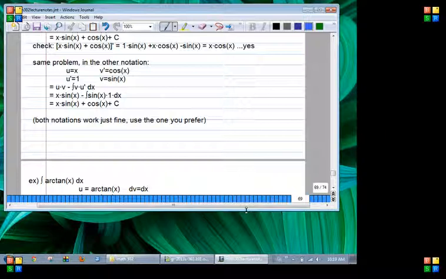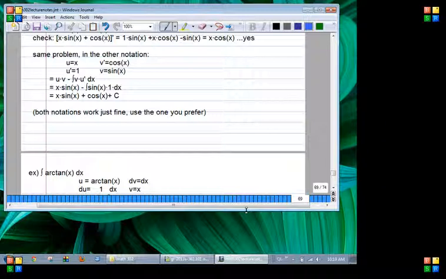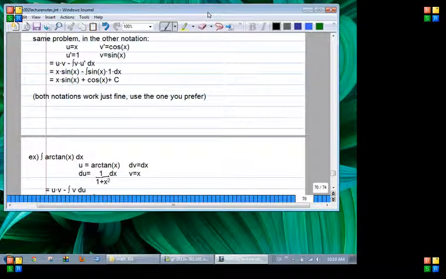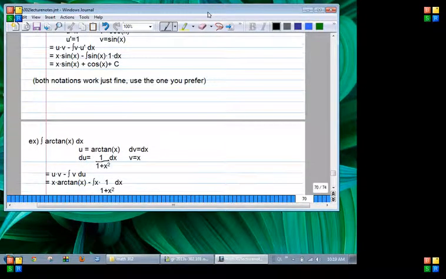So now we've got to figure out, right, we need du, and we'll also need v. So if u equals arctan x, the derivative, du equals 1 over 1 plus x squared dx. And then if dv is dx, then v is just x. Okay? So what does this tell us that this integral is equal to? Well, it's going to be uv minus the integral of v du, which is this.